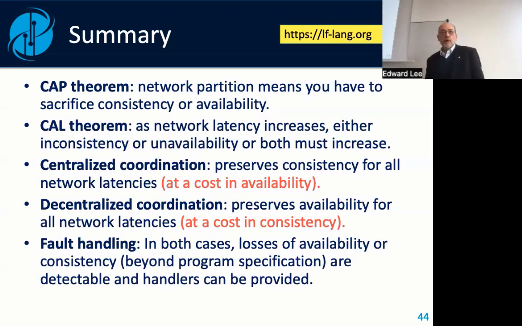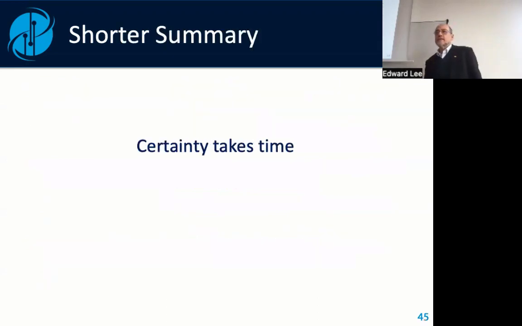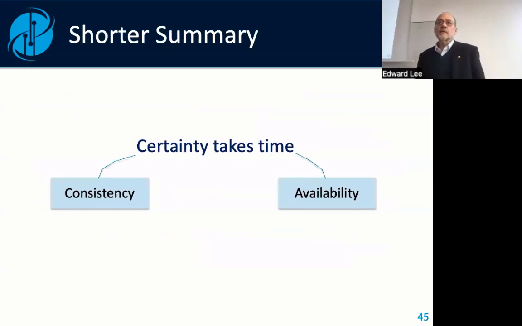There's a much shorter summary. Certainty takes time. Okay, I think of certainty as consistency and taking time as availability. And I have come to see this as almost like a Heisenberg uncertainty principle of distributed computing. The more sure you need to be, the longer it's going to take you. Okay, if you're willing to be less sure, you can be quicker. Okay, but there's a fundamental trade-off there.